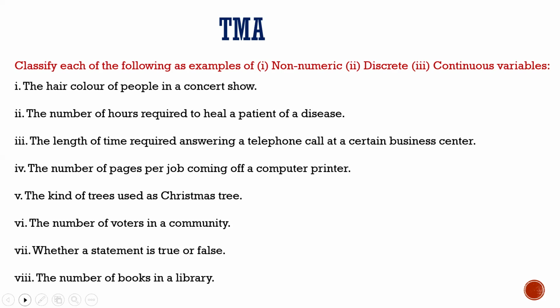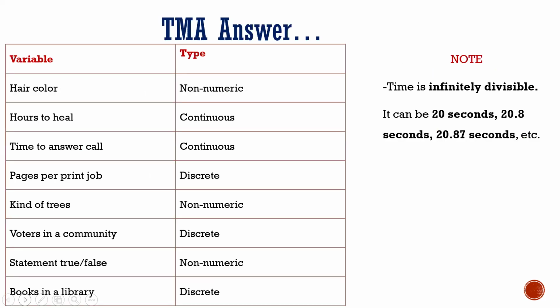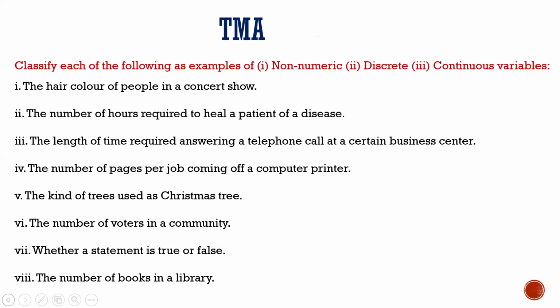Then the kind of trees used as a Christmas tree, you know that there are different types of trees. They are not quantifiable, so it's a non-numeric variable. Then the number of voters in the community, number of voters can be counted. Okay, they can be either 100, it can be 200. You don't have like 200.5 or 1.5 people, so it's a discrete number. So it's a discrete variable.